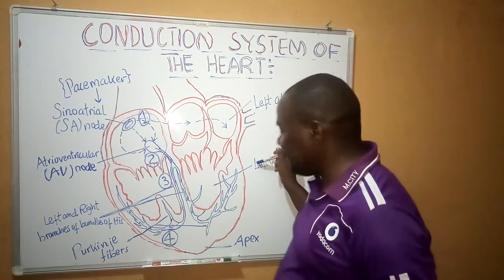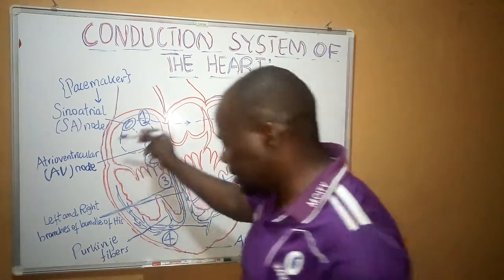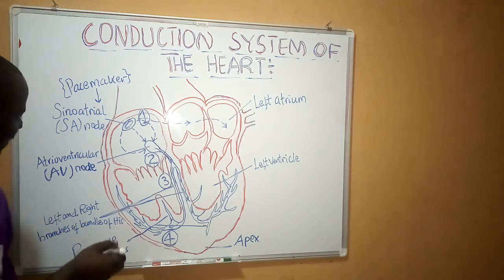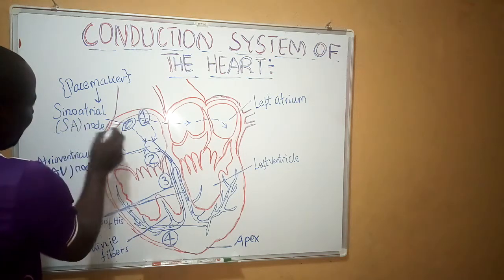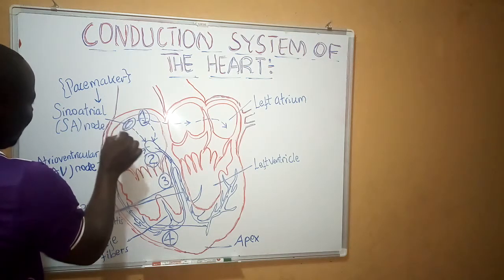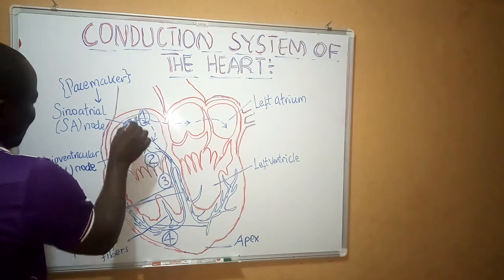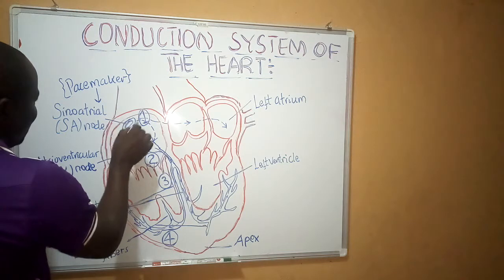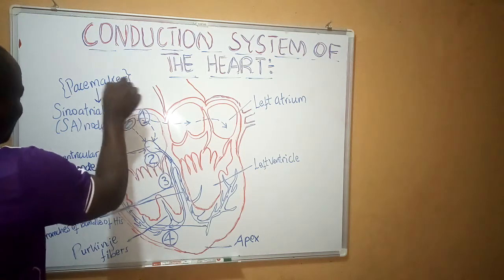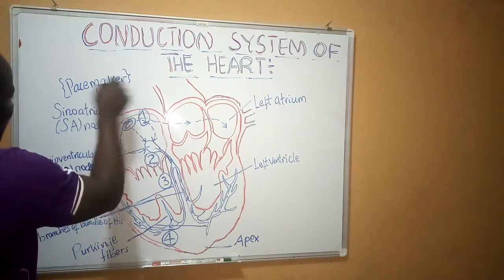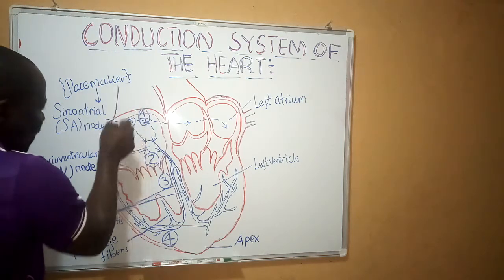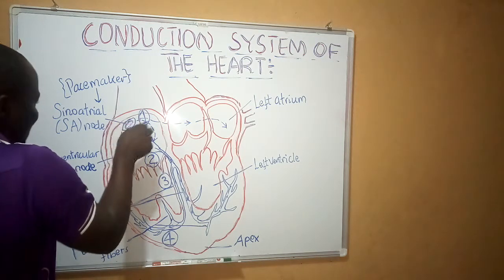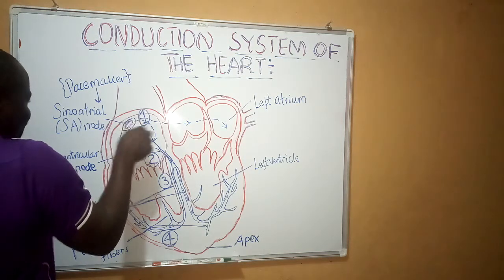Now let us look at the conduction system of the heart. The conduction system of the heart starts from this location known as the sinoatrial node. The sinoatrial node is a pacemaker. The pacemaker means that it is the one that initiates the action potential.